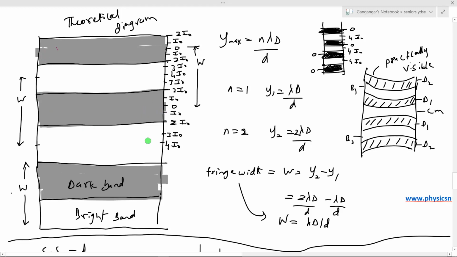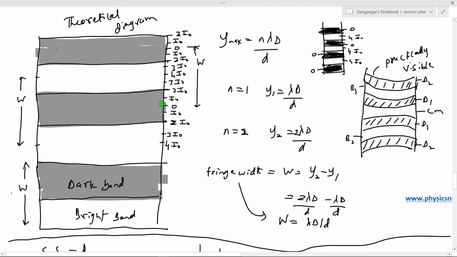Where the intensity will be 4 I naught at the center of the bright band. Where the intensity will be 0 at the center of the dark band. And as you move from bright band to dark band, what's happening is the intensity goes from 4 I naught, 3 I naught, 2 I naught, and 0.